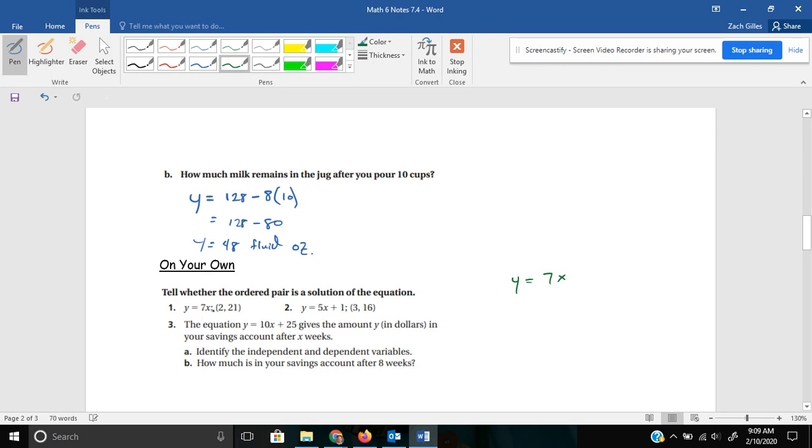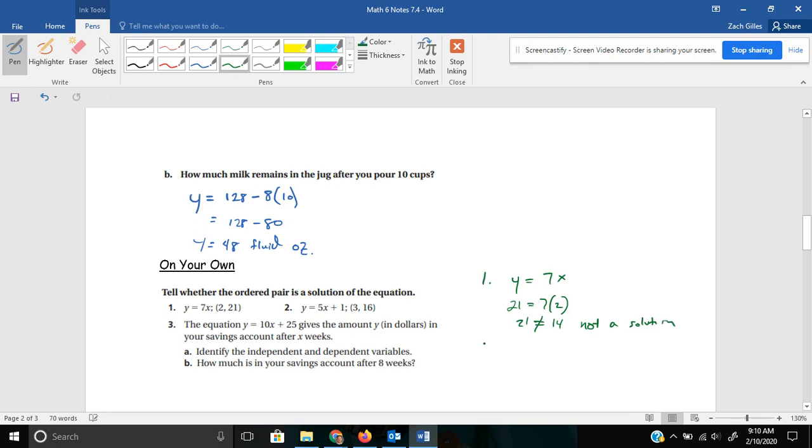Okay, for when x is equal to 2 and y is equal to 21. So 21 equals 7 times 2. 21 does not equal 14. So no for number 1, or sometimes the book might say not a solution. Kind of the same thing.